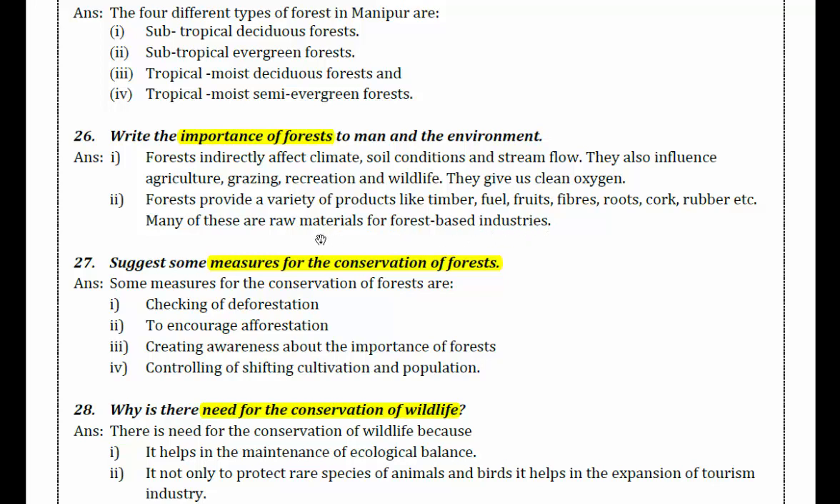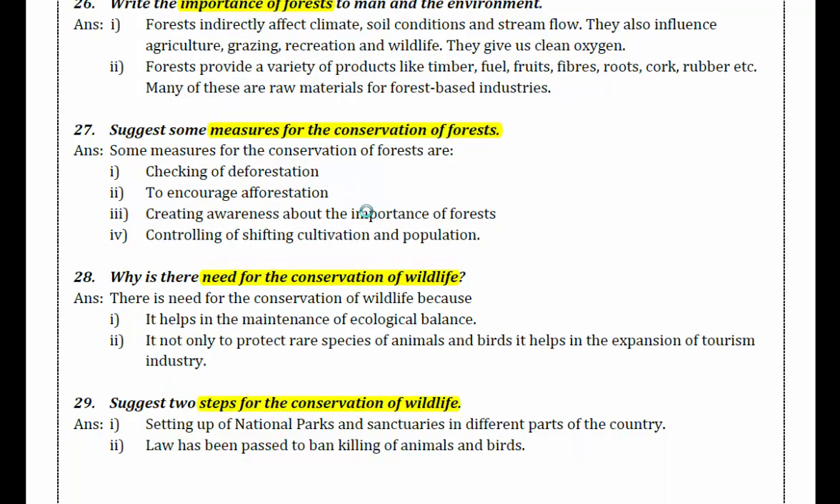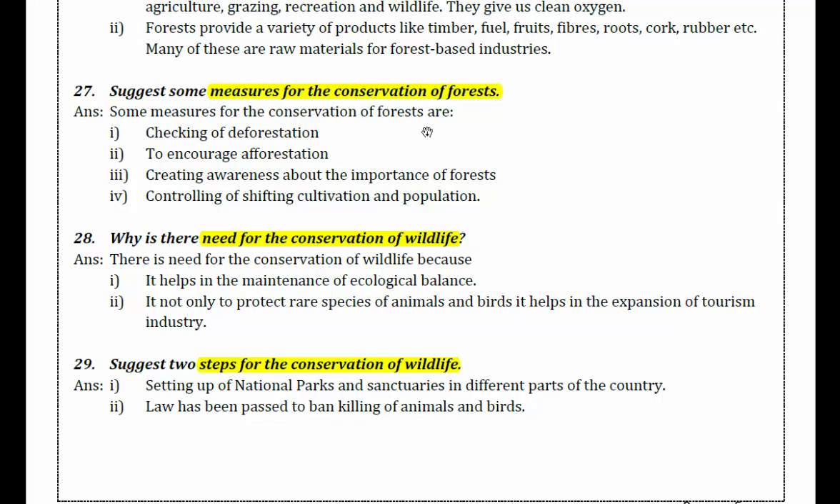Next, number 27, measures for conservation of forests. Some of the measures are checking of deforestation, cutting down of trees and all, encourage afforestation, creating awareness about the importance of forests, controlling of shifting cultivation and population.